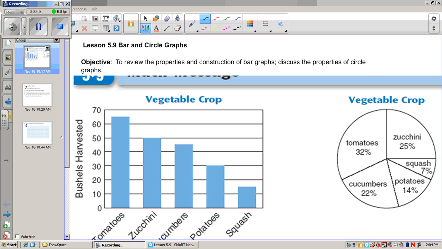Graders, Mrs. Heath here again. We are going to be talking about bar and circle graphs in lesson 5.9, but I want to make sure we're ready to go before we start.